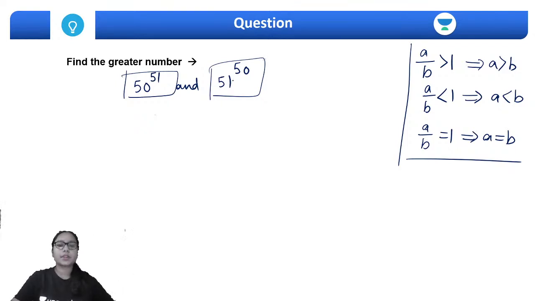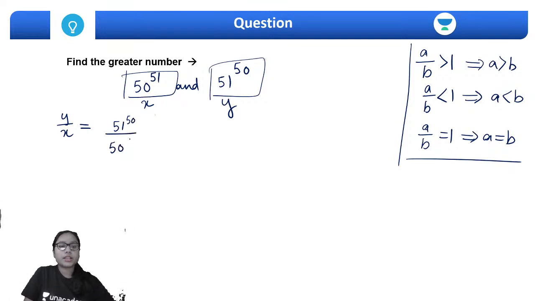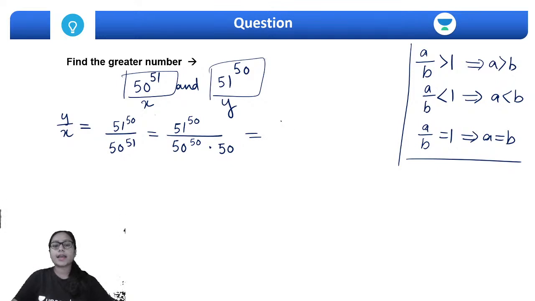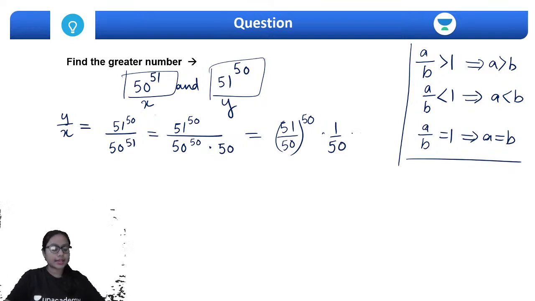Okay, let's see. I will take one number as x and the other number as y. So let us take this number as x and this number as y. Now I'm going to find the ratio of y by x. The ratio is 51 raised to the power 50 upon 50 raised to the power 51. In order to make the exponent the same, I can write this as 51 raised to the power 50 upon 50 raised to the power 50 into 50. Now I can write this as (51 by 50) raised to the power 50 into 1 upon 50. I hope everything is clear till this step.